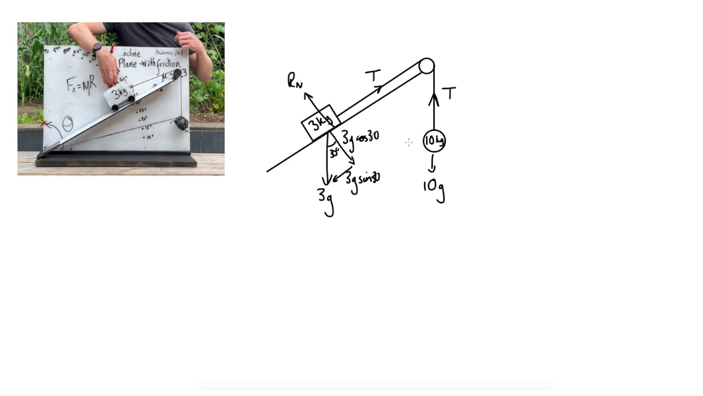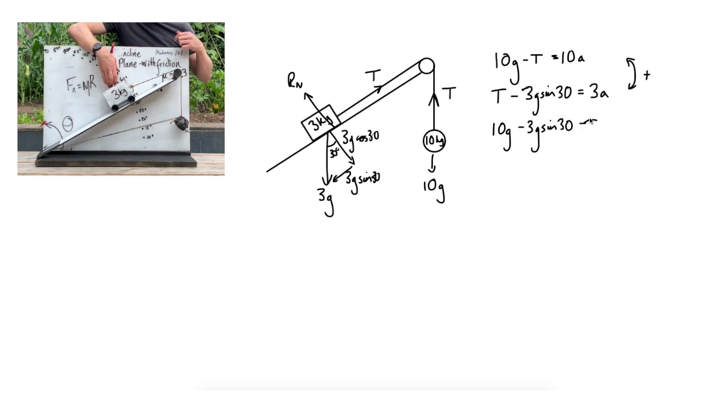So for the first question, we need to draw 2 equations. The first equation is going to be 10g minus T equals 10a. My second one, this is for the 3 kilogram particle, is T minus 3g sine 30, and that equals 3a. If I add these together, I knock out the T's, and I have 10g minus 3g sine 30, and that equals 13a. Okay, so I can just put the left-hand side here into my calculator, divide by 13, and I will get to my acceleration, which comes out to 6.41 ms to the minus 2.